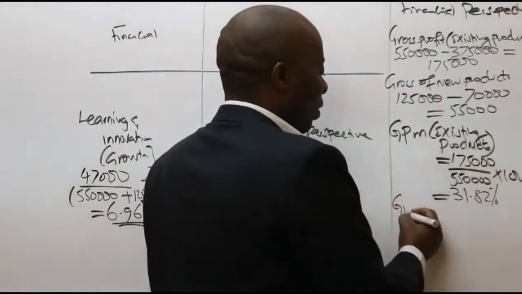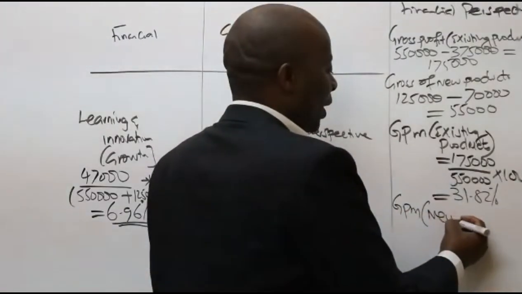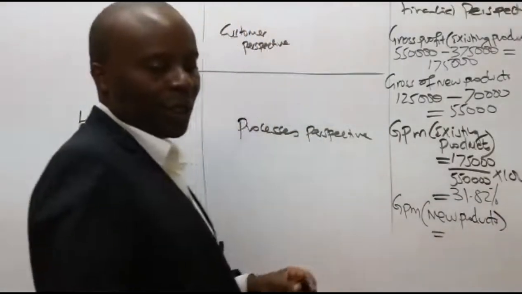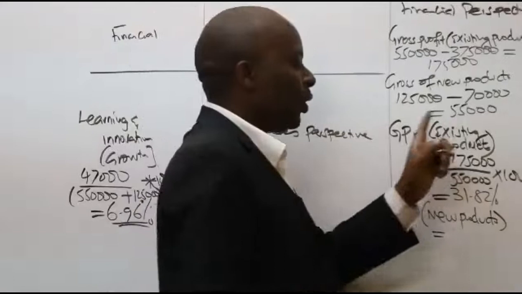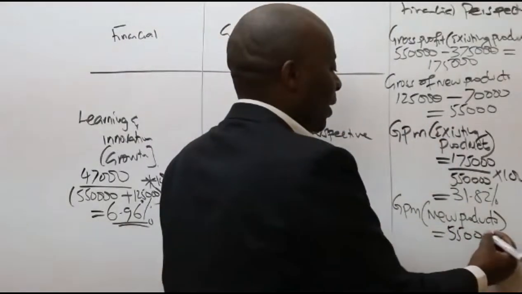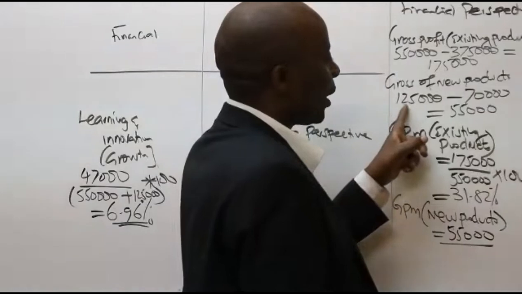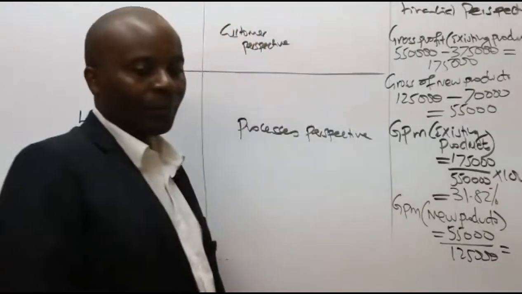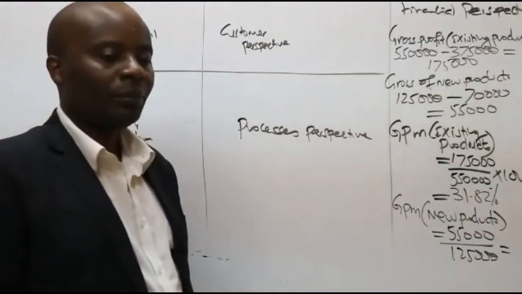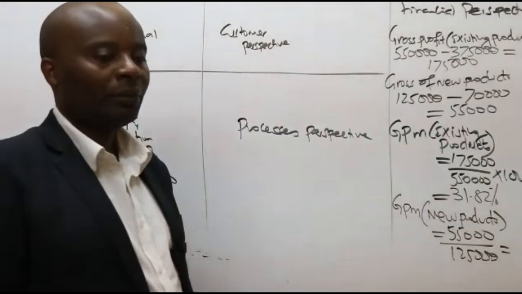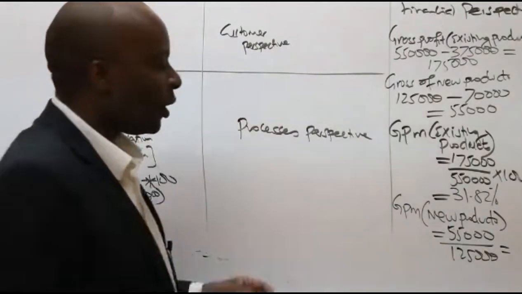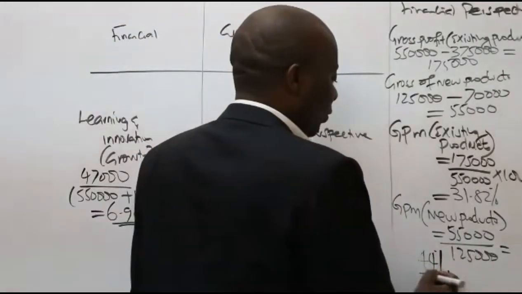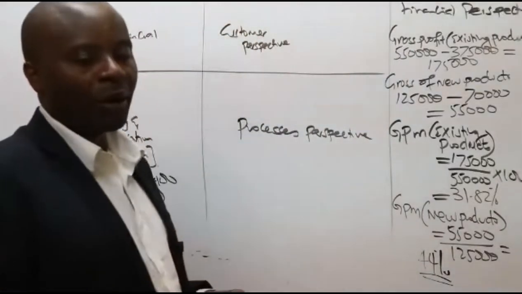How about the gross profit margin of the new products? I'll take the gross profit here of the new products, which is 55,000, all over the total sales of the new product, which is 125,000. Which I'm being told here is 44%. Thank you. Thank you very much.